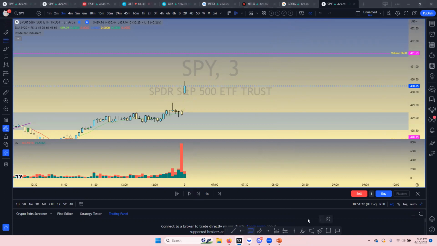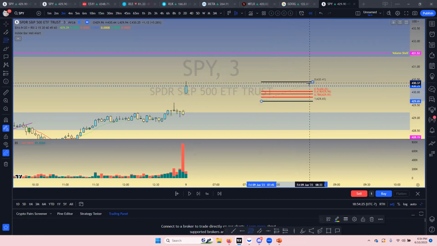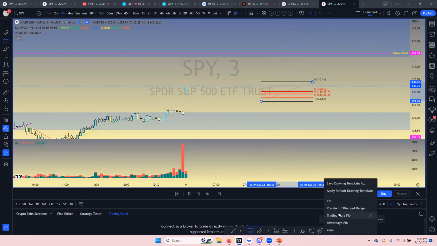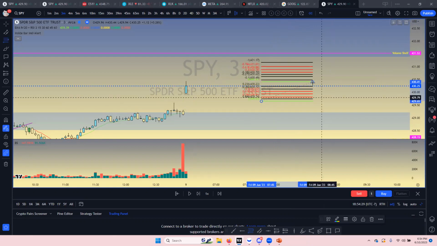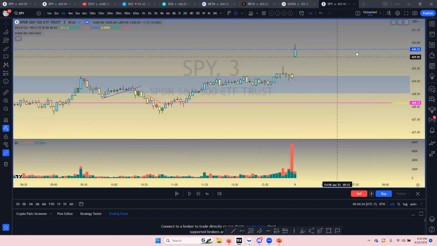Let me make sure I have the right template. So this is my settings. It's going to look a little bit different. We're going to go over my settings in a different class.